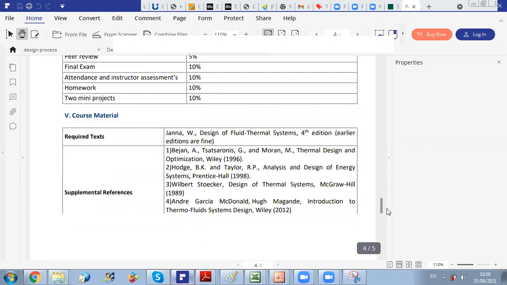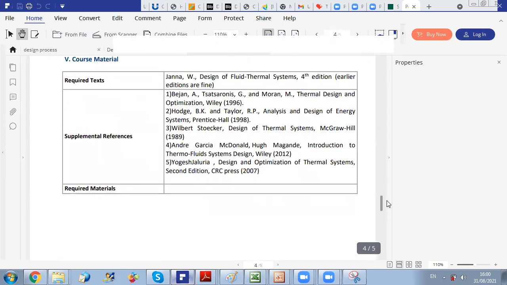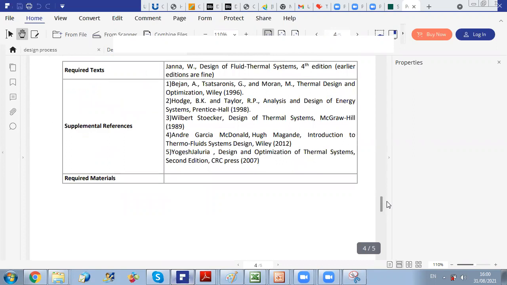Now, concerning the textbooks, we will have several references, okay? The main one, we will try to follow the outline of Jana, which is a book on design of fluid thermal systems. So the name of the book is the same as the name of our course. So you will find very interesting information in this book. I advise you to do some readings from time to time. It's a very interesting book.